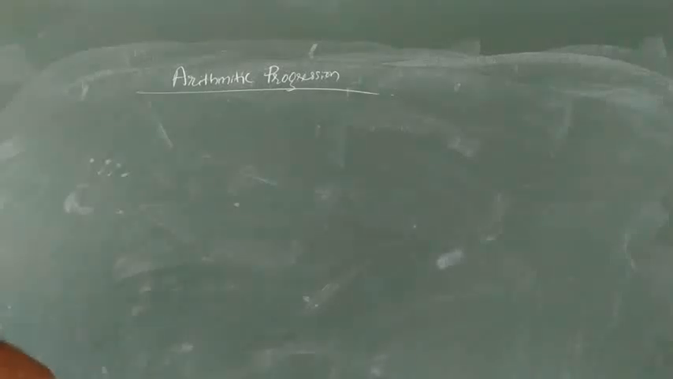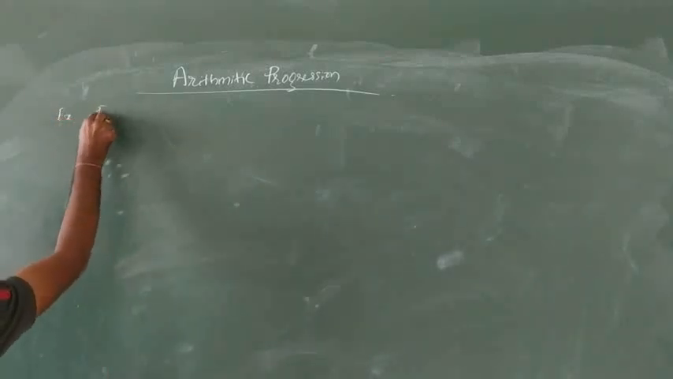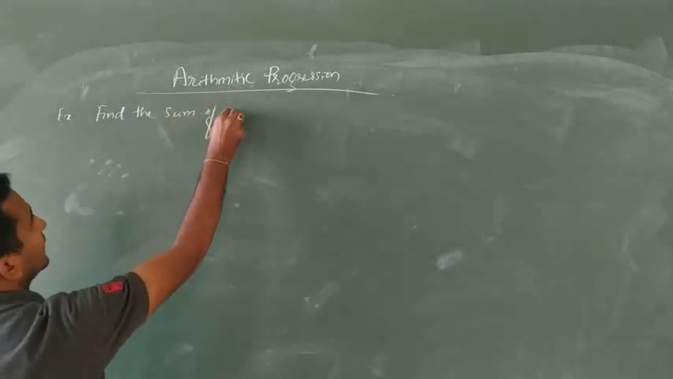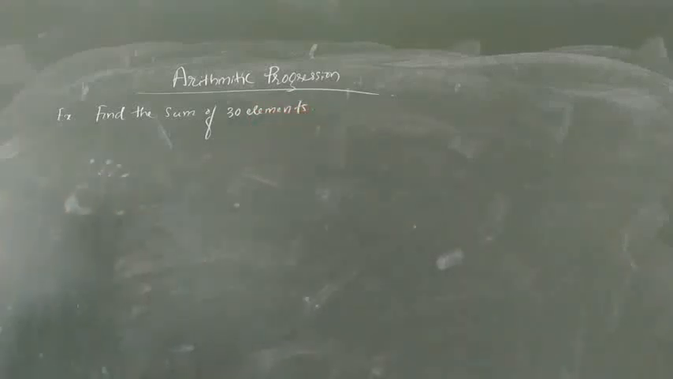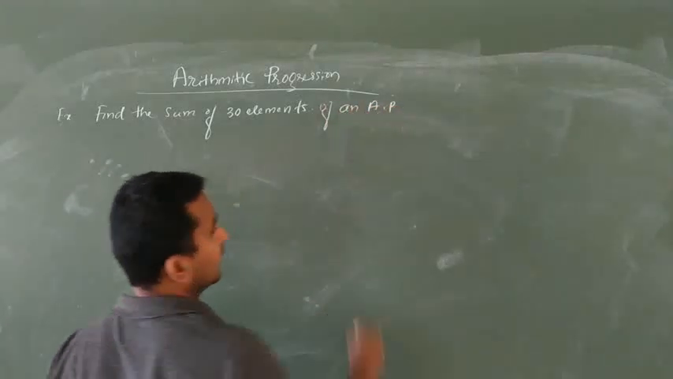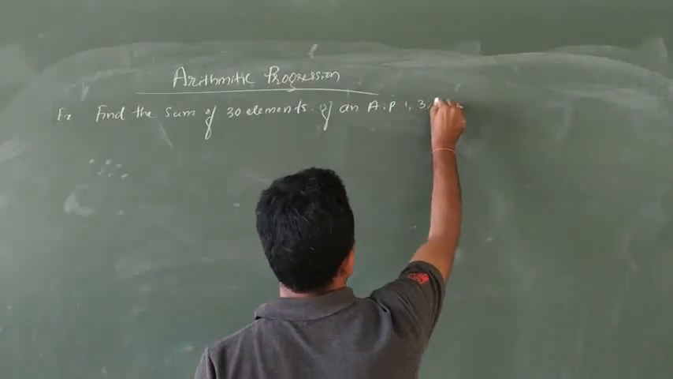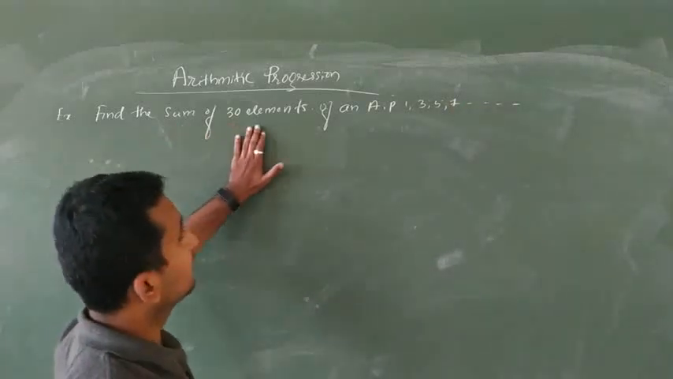One of the first examples: find the sum of 30 elements of an AP that is 1, 3, 5, 7, up to 30 elements. We have to find the sum of the 30 elements.